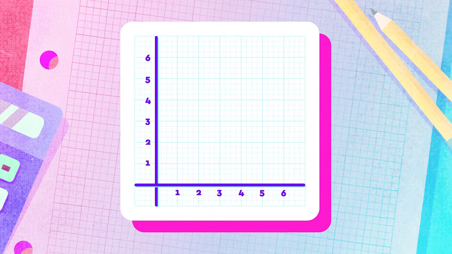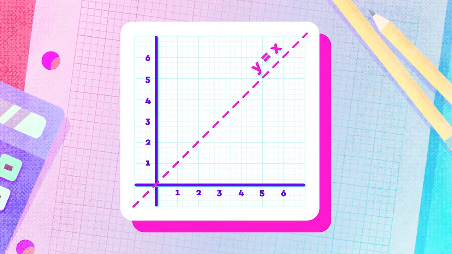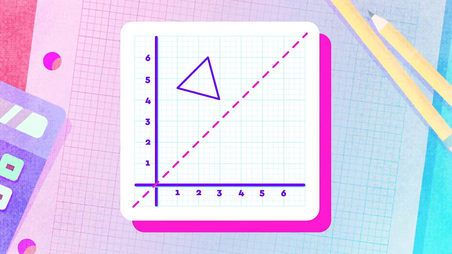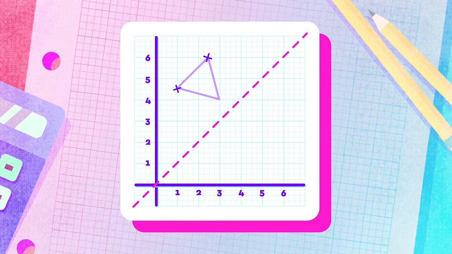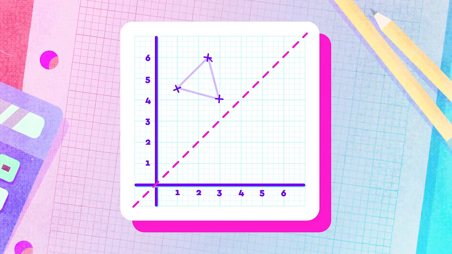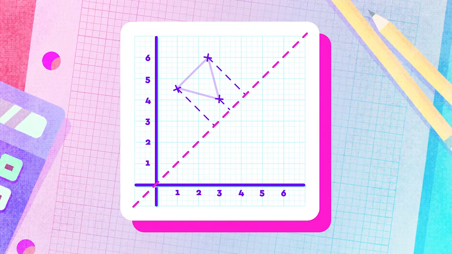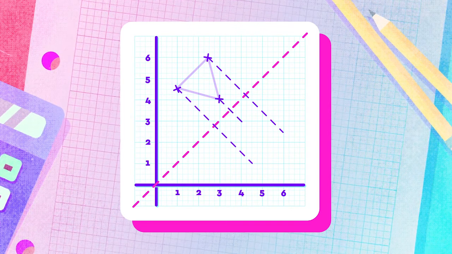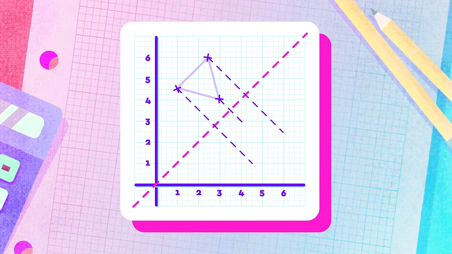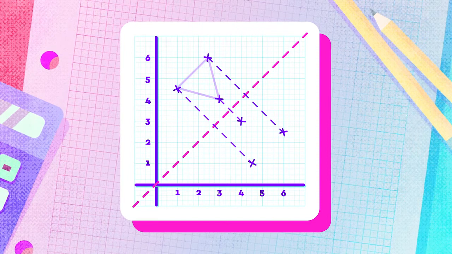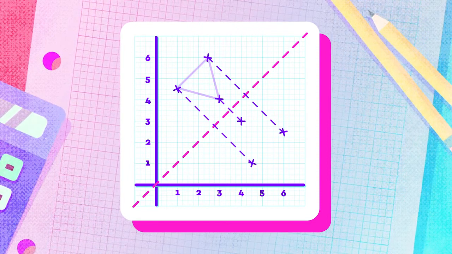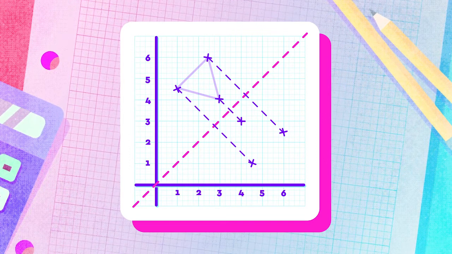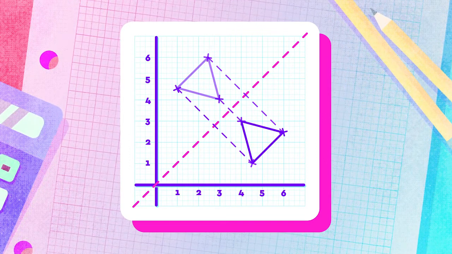The shape to be reflected and the mirror line, which is our dotted line, are shown. We begin by taking each vertex and tracing it along a diagonal line which is perpendicular to the mirror line, and then continue that line onto the opposite side of the mirror line for the same distance. We can then mark the new point out. When we have done this for all the vertices, we simply connect the points and we have our reflected shape.